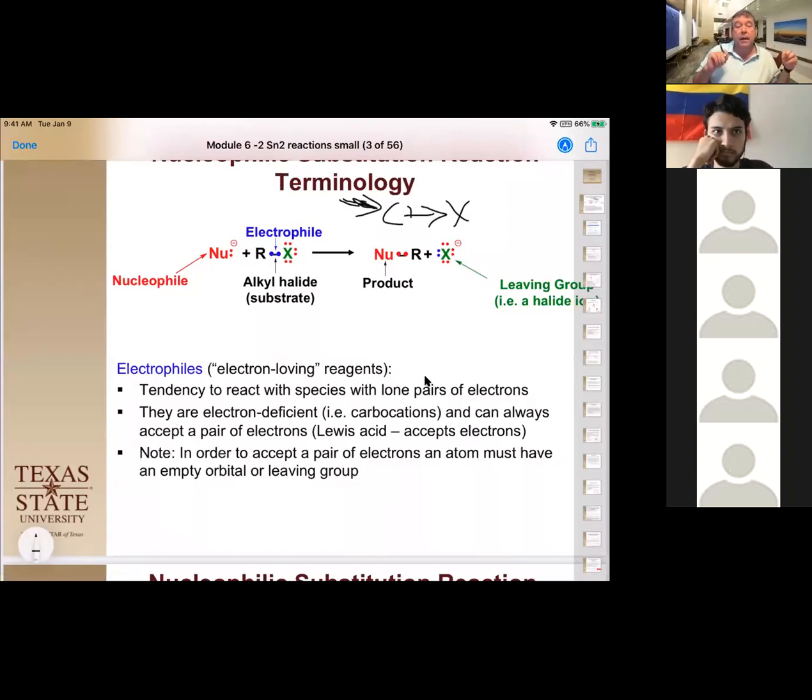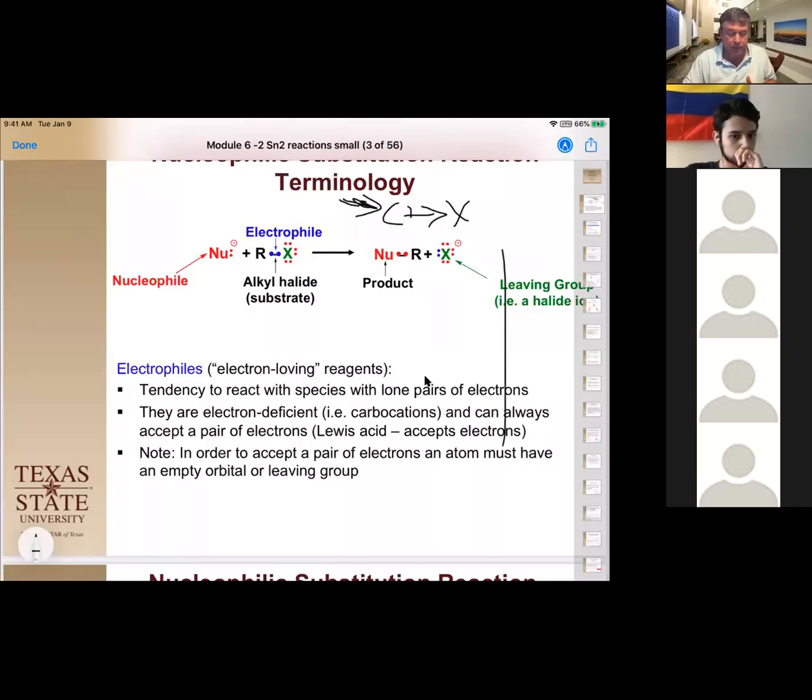So in order for that atom to accept those new electrons, it either has to have an empty orbital, like in a carbocation, or it must have something that's going to take those electrons away, a leaving group, okay? So we have two options for us. We can either have an empty orbital or positive charge, or we can have something that will take those electrons away and form a stable ion.